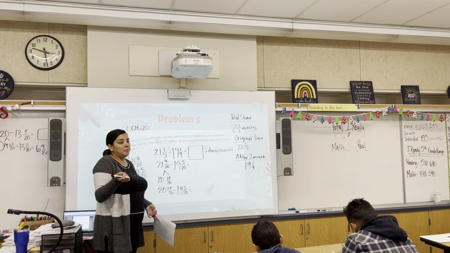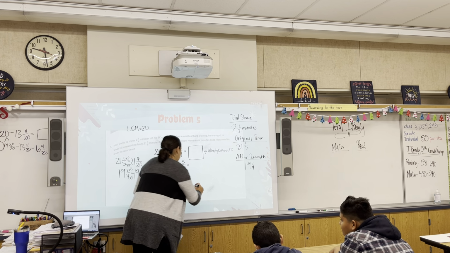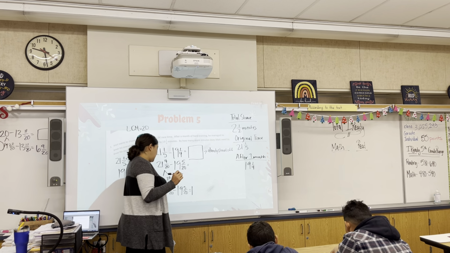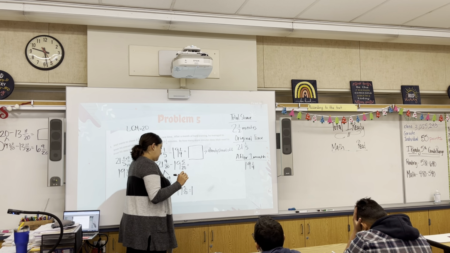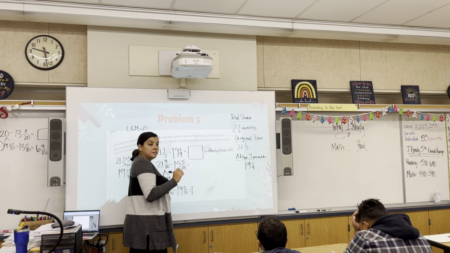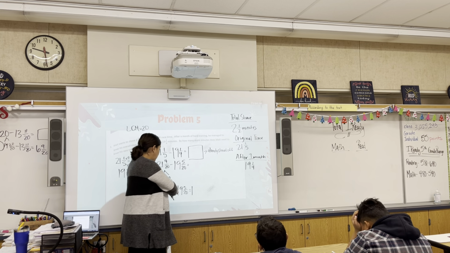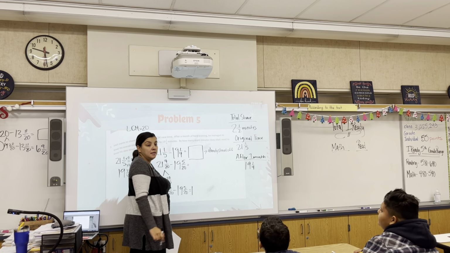Okay, and this is 20/20, right? So then my new equation should read 20 and 24/20 minus 19 and 5/20. So what is my new whole number? 1. And my fraction? Wait, take a second. 24/20 minus 5/20. 19.